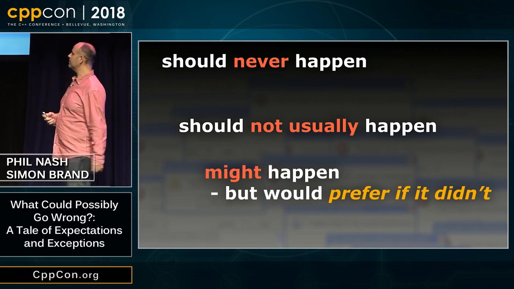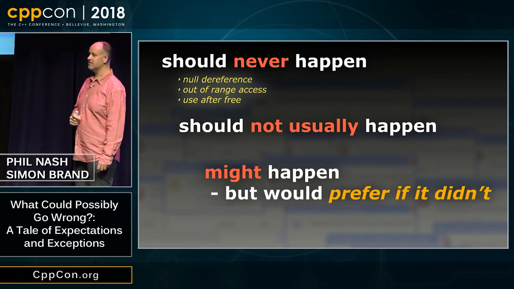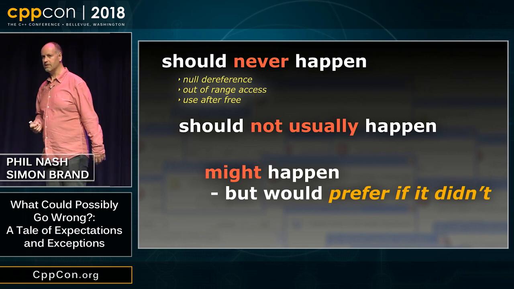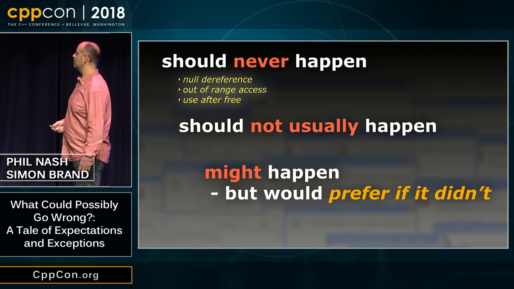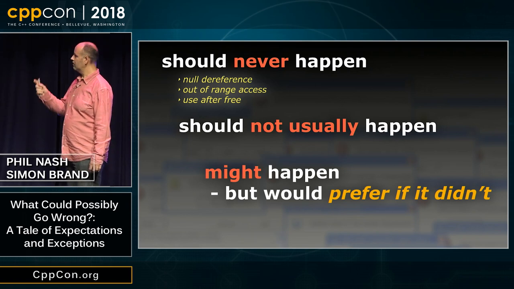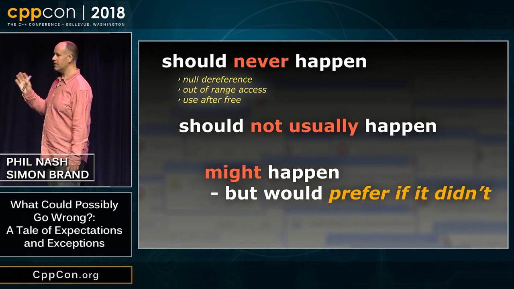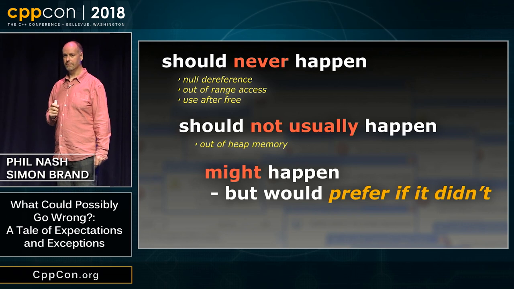Let's put some examples to this. In the should never happen category, we've got the null reference, out of range access, use after free. You know the type. They're definitely things that should never happen in well-written code. What's interesting is the shouldn't usually happen category. There's one great example for this one, and that's out of heap memory.